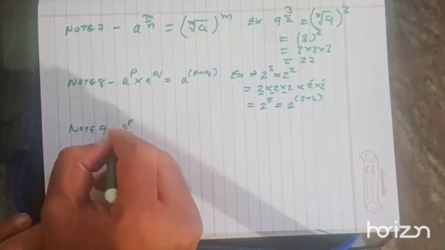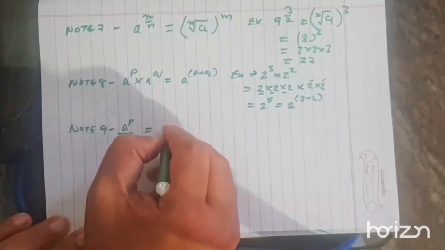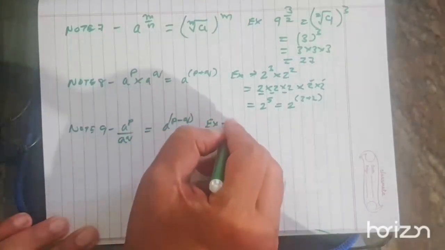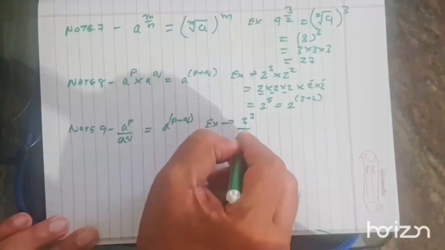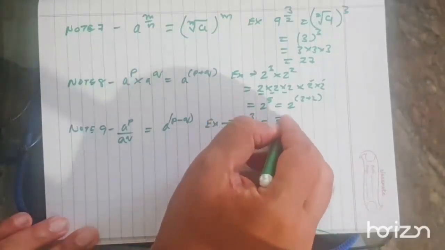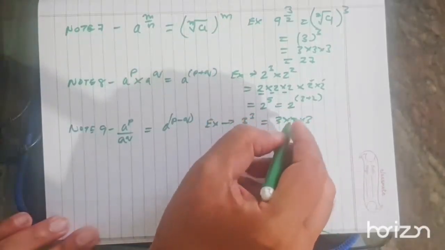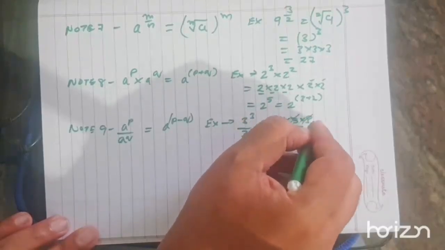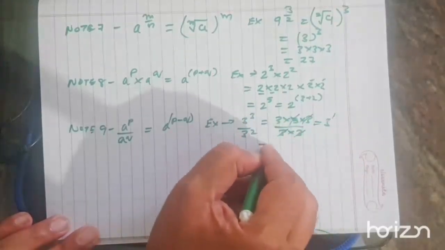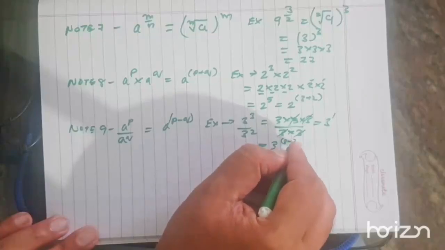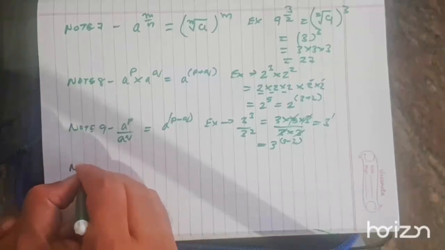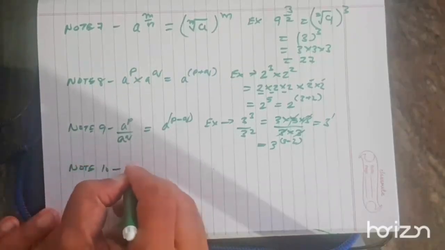Similarly, a power p divided by a power q is equal to a power p minus q. For example, if you have 3 cube divided by 3 squared, that is equal to 3 into 3 into 3 for the numerator, 3 into 3 for the denominator, and after the cancellation you will get 3, which is nothing but 3 power 1, okay, which is same as 3 power 3 minus 2. So in the division case, the exponents have subtracted, the denominator's exponent from the numerator's exponent.